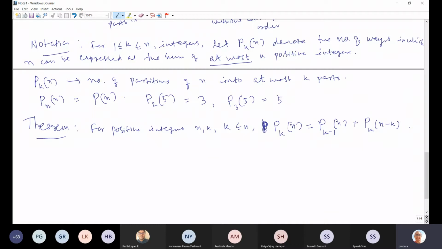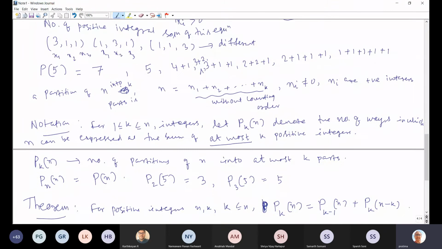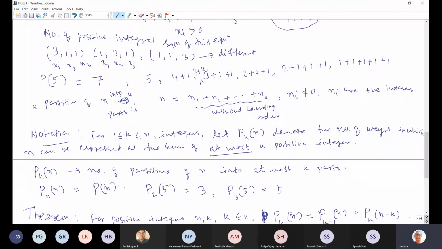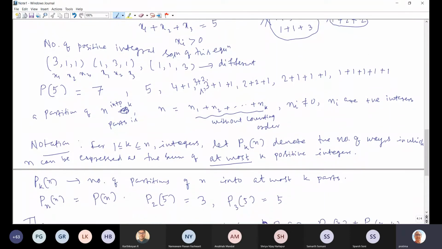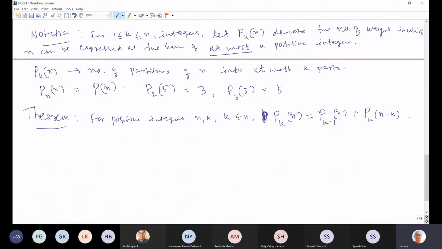So with all these notations we have seen so far, I will now look at the distribution, that is, the solutions of the equation x1 plus x2 plus x3 is equal to 5. Or in general, x1 plus x2 plus up to xk is equal to n. So we are looking into the number of solutions of this equation in general.